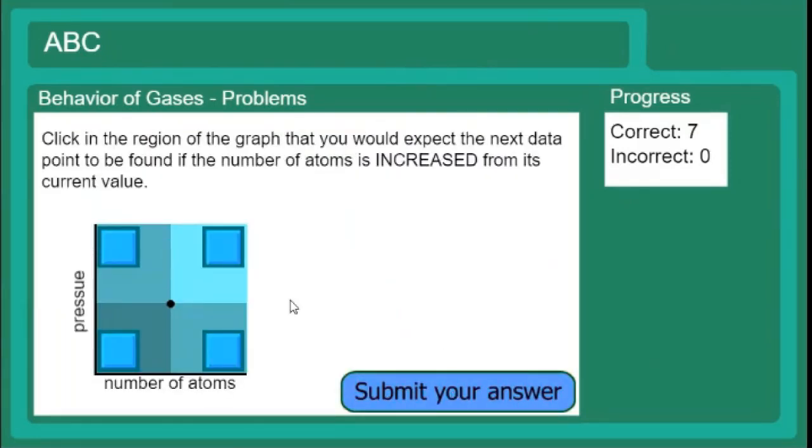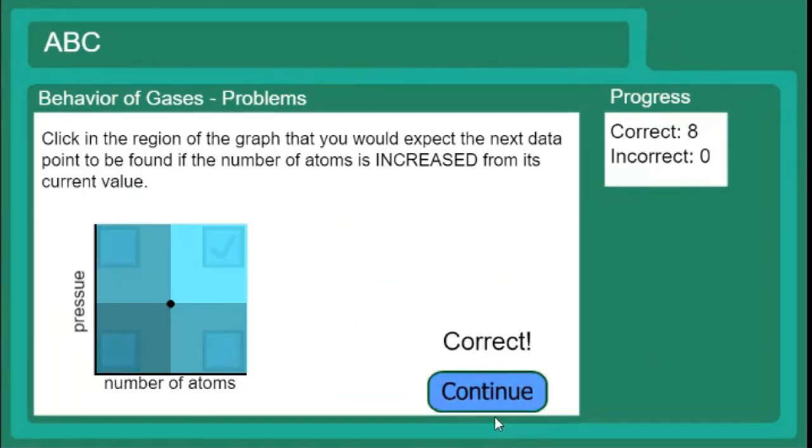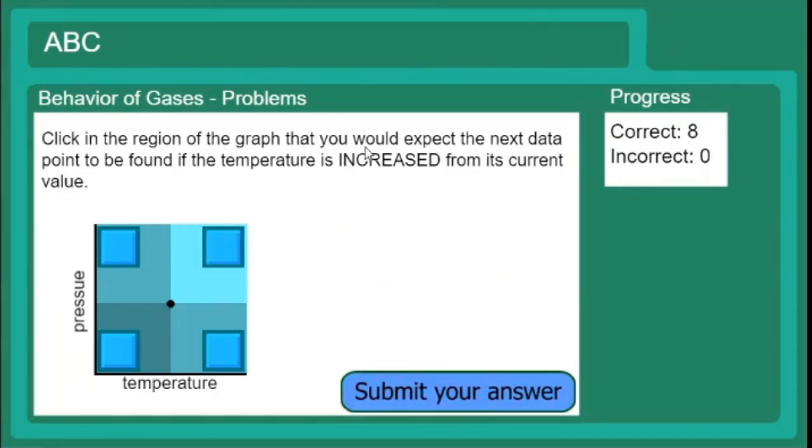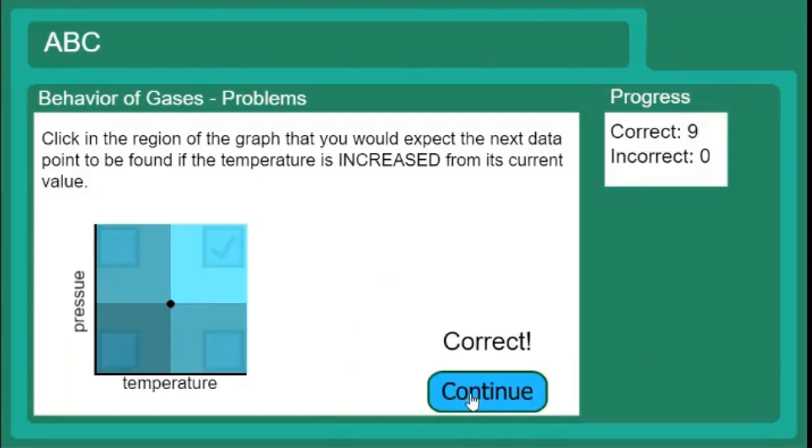Okay, sekarang soalan ni pelik-pelik macam mana? Click the region of the graph where you would expect the next data point to be found if the number of atoms increase. Atoms increase, pressure mesti increase kan? Betul. Okay. So next, click the region of the graph where you would expect the next data point to be found if the temperature increases. Temperature increase maksudnya pressure pun increase lah. Betul kan?